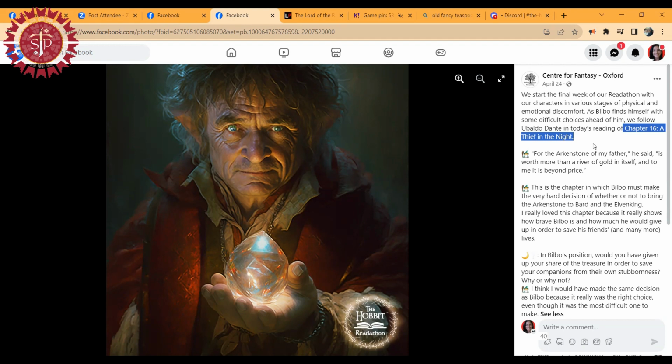Chapter 16, A Thief in the Night. For the Arkenstone of my father, he say, is worth more than a river of gold in itself, and to me it is beyond price. This is a chapter in which Bilbo must make the very hard decision of whether or not to bring the Arkenstone to Bard and the Elven King. I really love this chapter because it really shows how brave Bilbo is and how much he would give up in order to save his friends and many more lives.